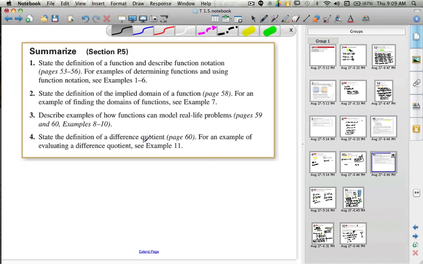Summarizing this section, we talked about the definition of function, we described function notation, and we created some examples of determining functions and using function notation. We talked about the definition of the implied domain of a function, and we did examples finding domains of functions. We described several different cases where functions get used to model real-life problems. And we stated the definition of a difference quotient, but we did not use or apply it to anything.